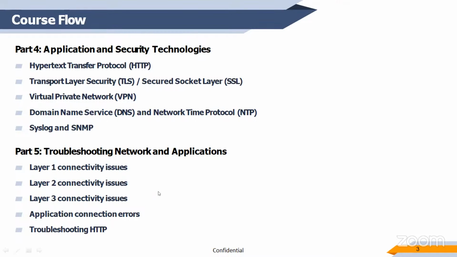Okay, and then we'll also be reviewing basic troubleshooting, because troubleshooting varies from environment to environment in production networks. So I'll be showing you the basics of how exactly you can identify layer 1 connectivity, layer 2 connectivity, layer 3 connectivity, what the application connection errors are, and how you can troubleshoot HTTP.